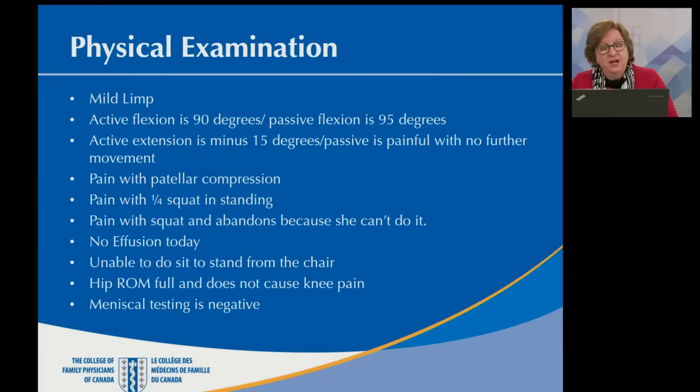And we actually find with her that she has no effusion today. She can do her sit-stand test, but she's got some patellar pain, some anterior pain. And that actually affects the number of times that she does her sit-stand. So she only does it once and then says, this is too painful for me.